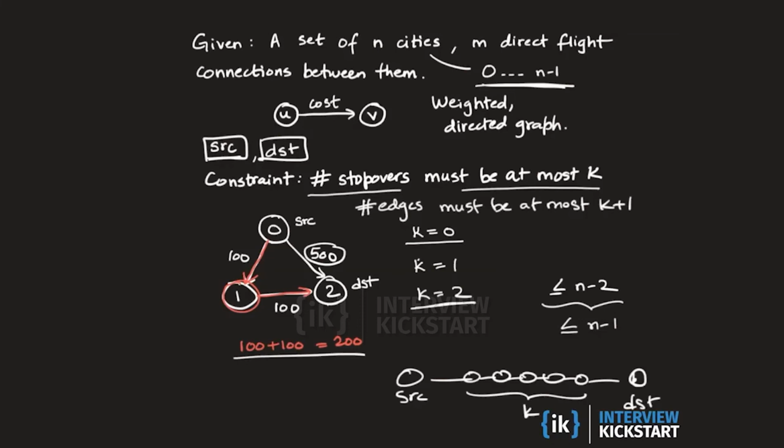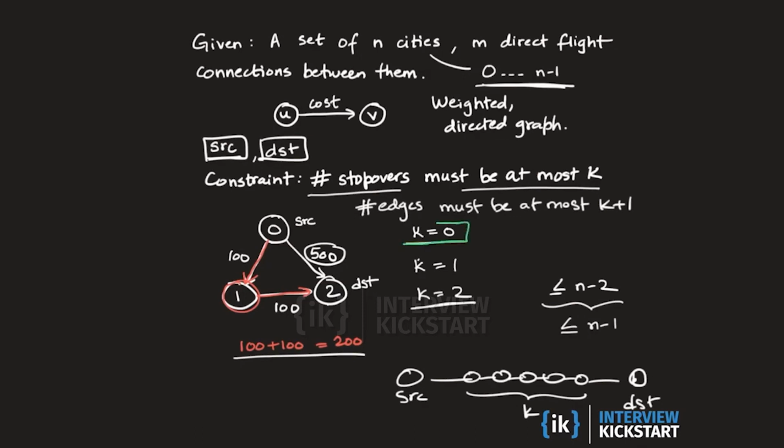Now, why would a direct implementation using Dijkstra's algorithm not work? The reason it would not work is Dijkstra's algorithm optimizes for the shortest path in terms of the sum of the weights of the edges along the path. It doesn't optimize with respect to the number of hops. So if the shortest path takes more than k plus 1 edges, Dijkstra's algorithm would go for it. And that's what we saw in this small example here.